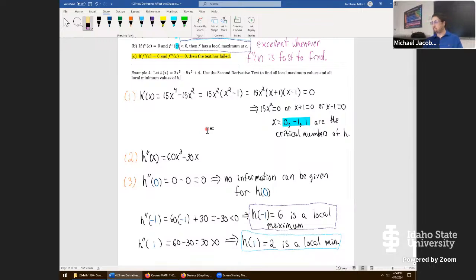But we did it, folks. This is local minimums, local maximums. Any questions at all, folks, with what we've done so far?